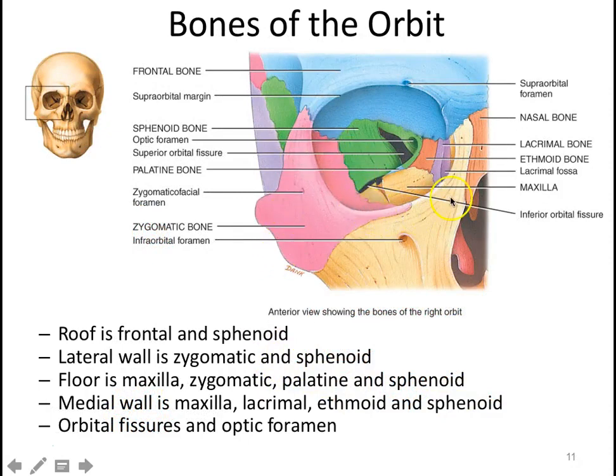Okay. I'm just trying to show you here, you don't necessarily have to worry about naming all of these different bones, but you should be aware that the orbit, what your eye is sitting in, is actually made up of quite a few different bones. So you have part of the roof made up by the frontal bone and the sphenoid bone. The lateral part of the wall is the zygomatic bone as well as the sphenoid bone. And you can read the rest of these. So again, lots of different bones coming together right about where your eye is.